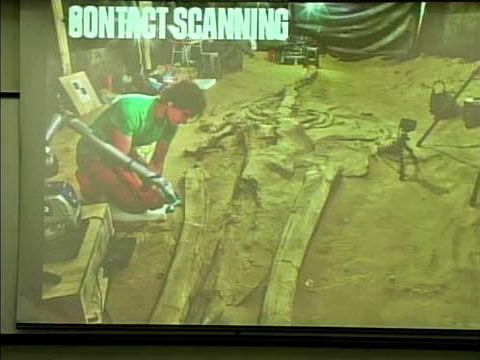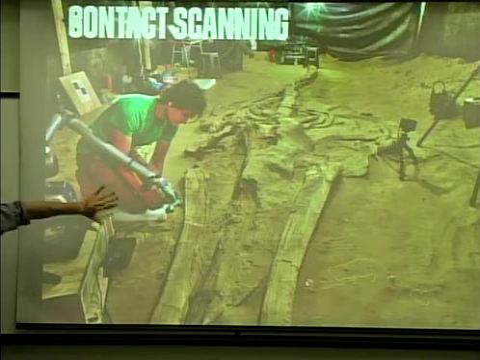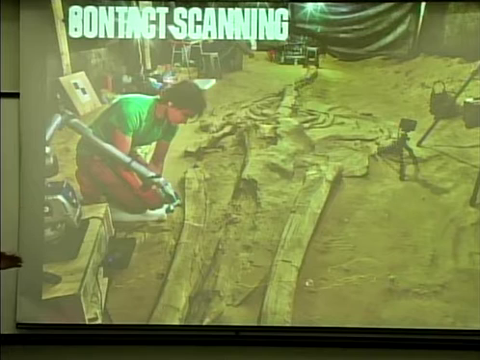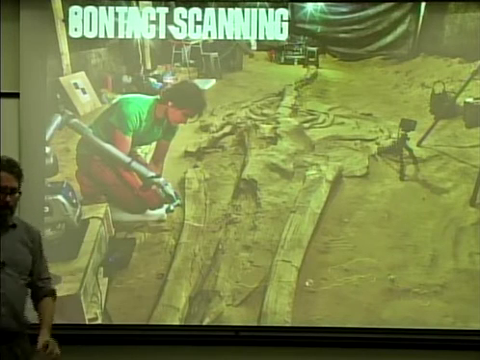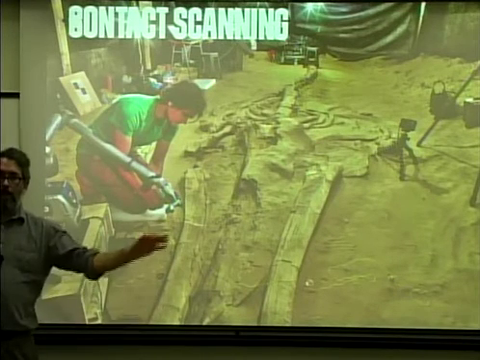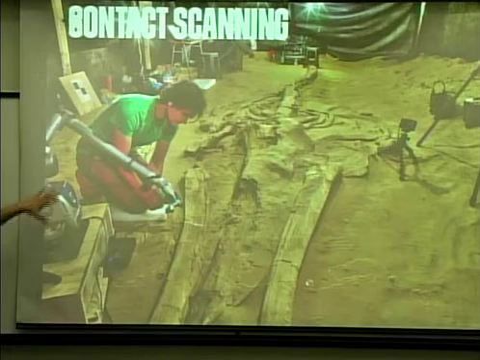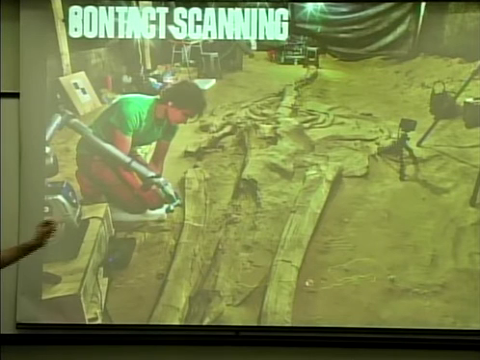Contact scanning. You have this little robot arm here, and it's articulated in a way that there's a little pointer on the end. Every time you touch, it measures where that arm is in relation to the base. So that you could do this.